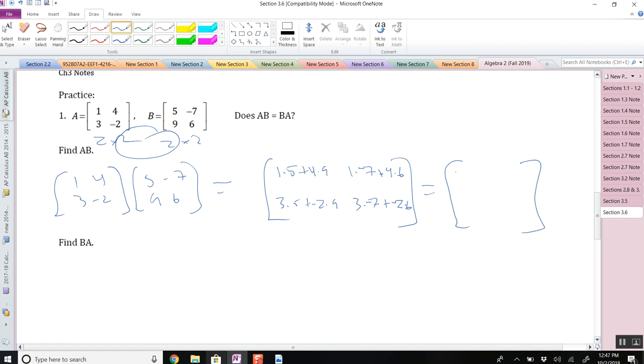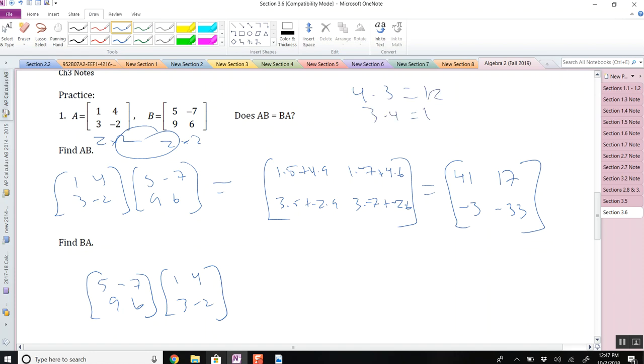And if I work it out carefully, I think I get 41, 17, -3, and -33, I think. Okay, but here's a problem. I won't say a problem, but just something to take note of. What if I reverse matrices? So now I have to put B on the left and A to the right. Now, generally speaking, if I just multiply two numbers in reverse order, big deal. They're the same, right? 4 times 3 is 3 times 4. For matrices, actually, it is a big deal. You will get a different answer.